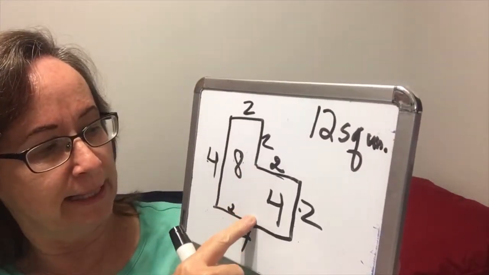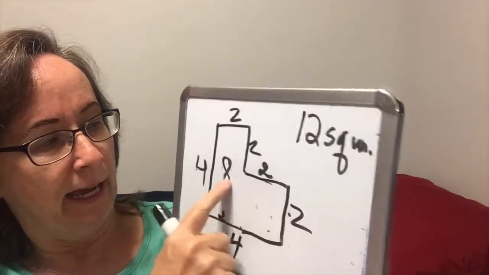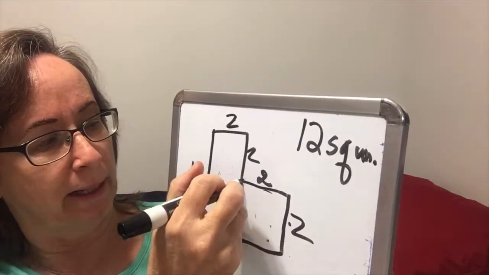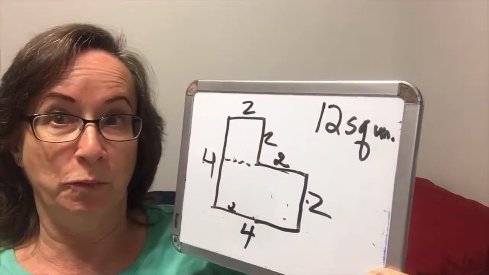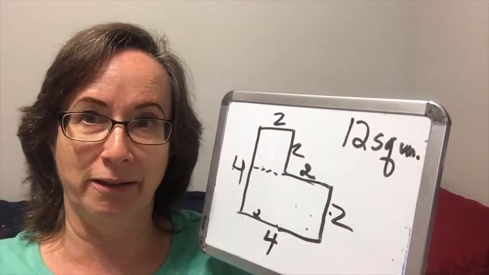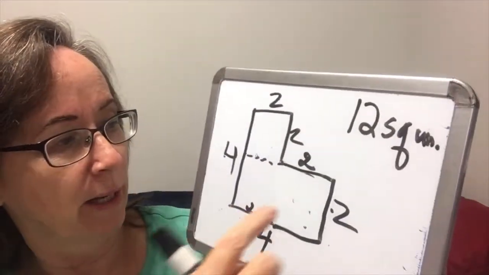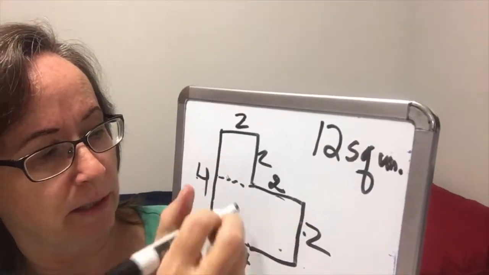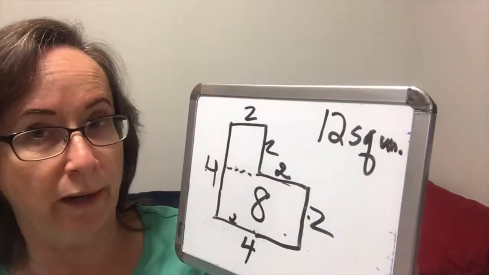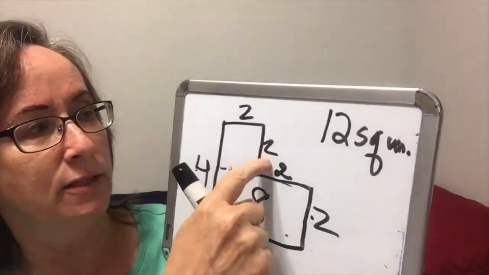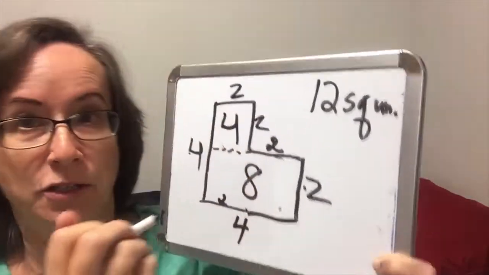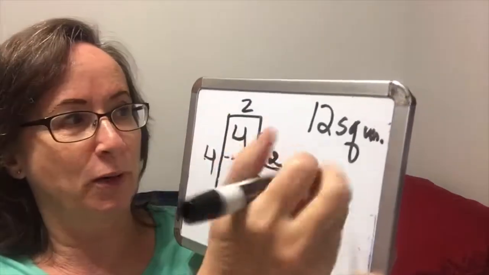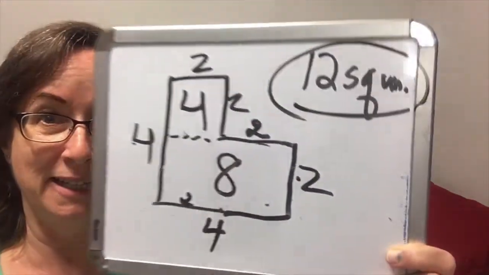So we're going to take this little dot off and erase those, and we're going to make it go over here. Shouldn't we still get 12 square units? Let's see. So this rectangle here is now going to be 4 times 2 or 8 square units. And then this one is 2 times 2, which is 4 square units. So 8 plus 4 is 12 square units again.